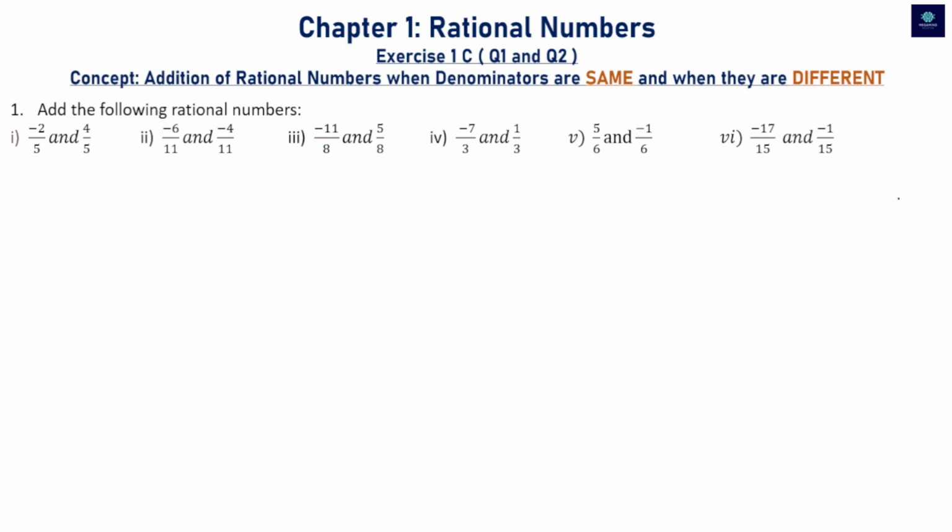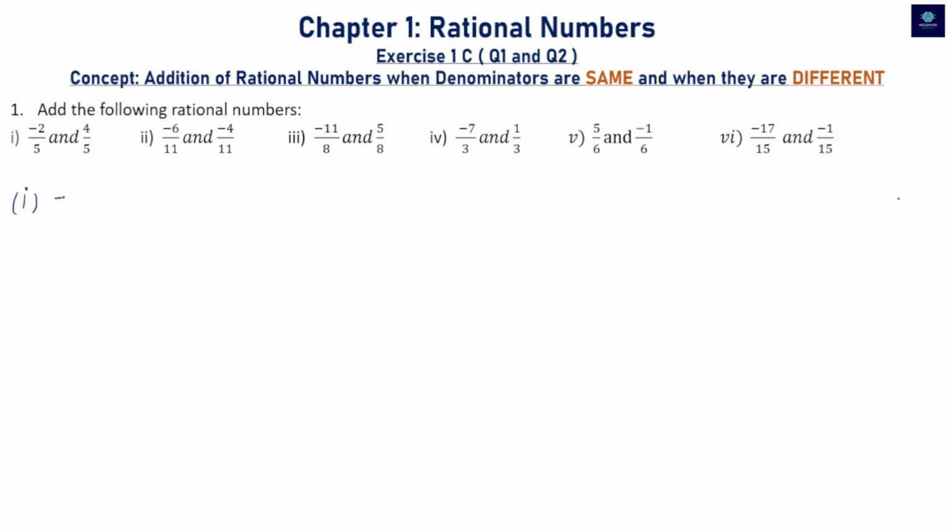So question number 1 says add the following rational numbers, and you have here 6 questions. Now if you look at each of the questions, you will see here that the denominators in each case are the same. So it becomes very easy to add or subtract the rational numbers when their denominators are the same. Now let us see how it is done.